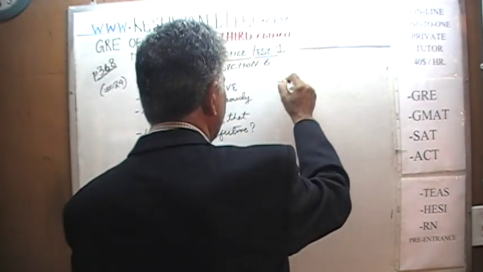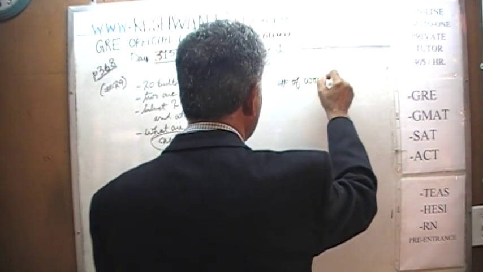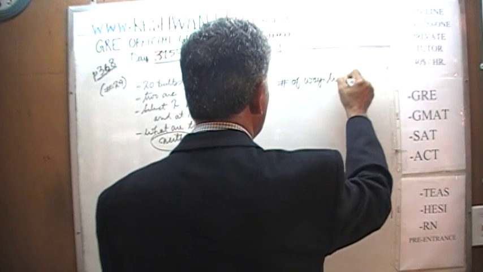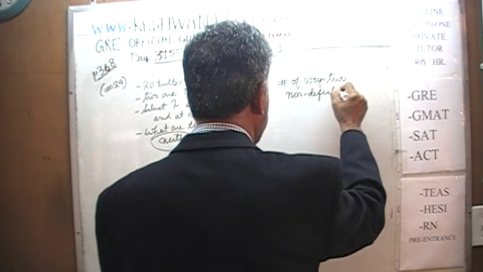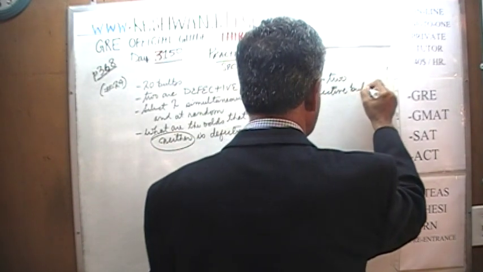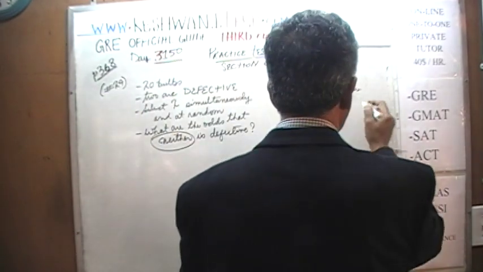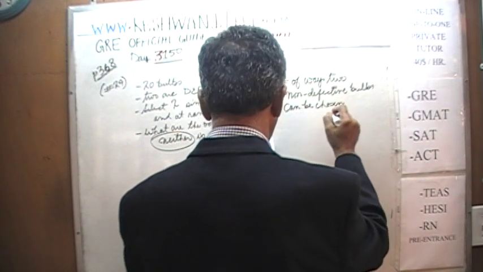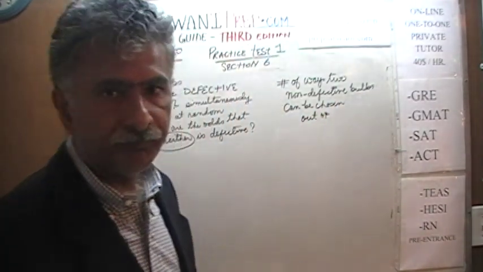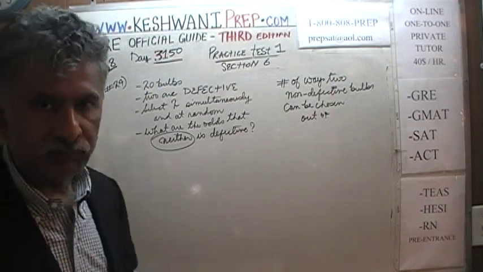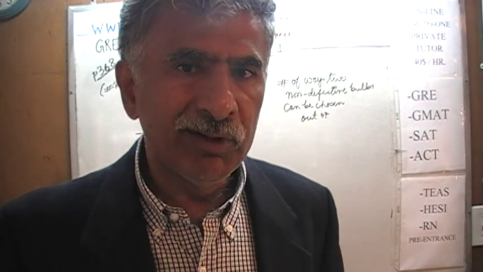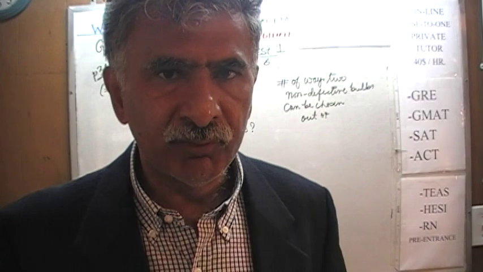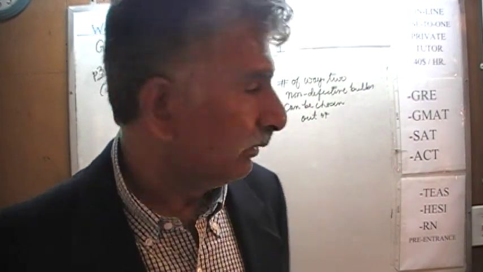So the top is simply going to be the number of ways two non-defective bulbs can be chosen, out of how many? That's the denominator. One more time, simple example. There are seven boys, three girls. If we were to pick one person at random, what are the odds that we pick a boy? On the numerator, we'll have how many different ways can we pick a boy? And on the denominator, we'll have how many total different ways are there to pick one person?